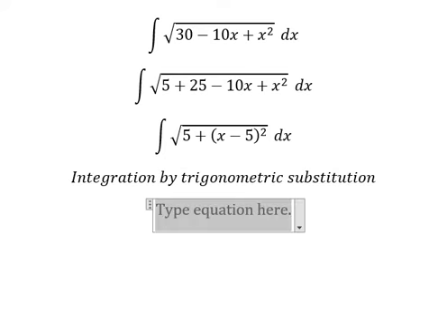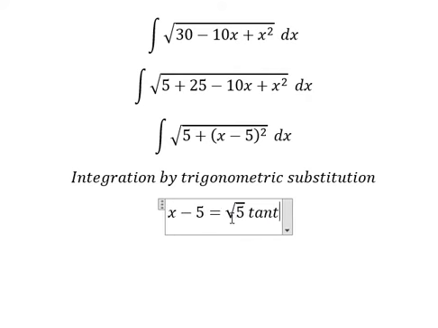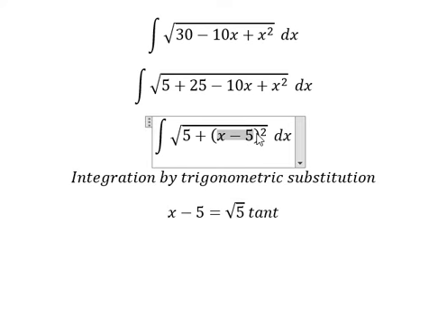So we need to put x minus 5 equals the square root of 5 tan t, because if I put this one here, we have 5 tan t squared. Number 5 and number 5 we can do factorization. 1 plus tan t squared we change by secant of t squared, and later we simplify the square root.